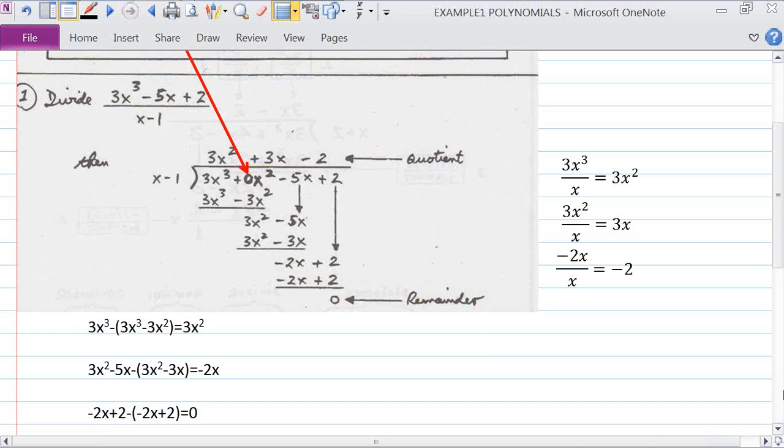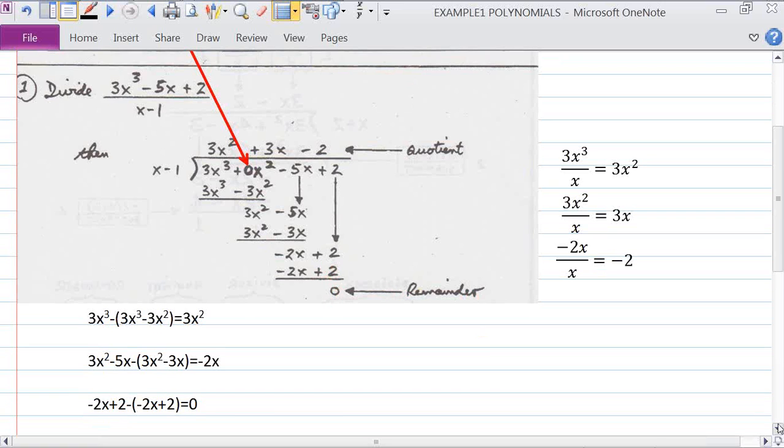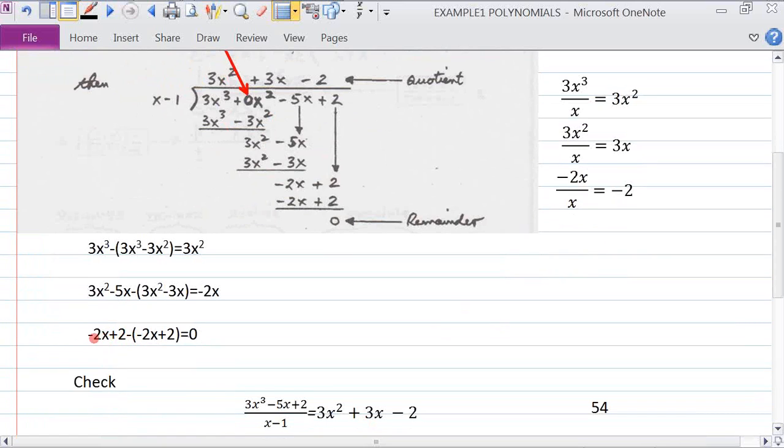So my remainder is 0. So I've done that over here. Minus 2x plus 2, which represents this line, minus this line. If you remove the brackets, use the distributive rule, the minus 2x becomes plus 2x. So the minus 2x and the plus 2x cancel to 0. Plus 2 here cancels with the minus 2 over there. So I get 0, and the remainder is 0.